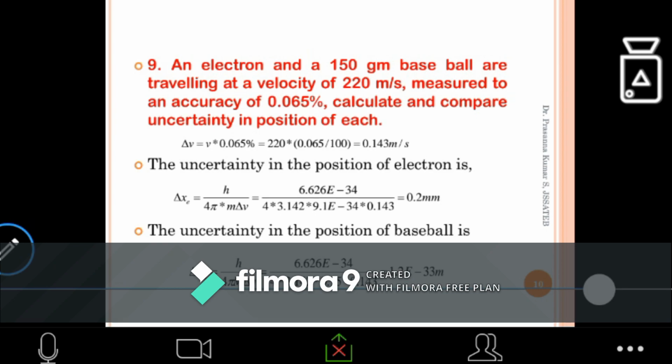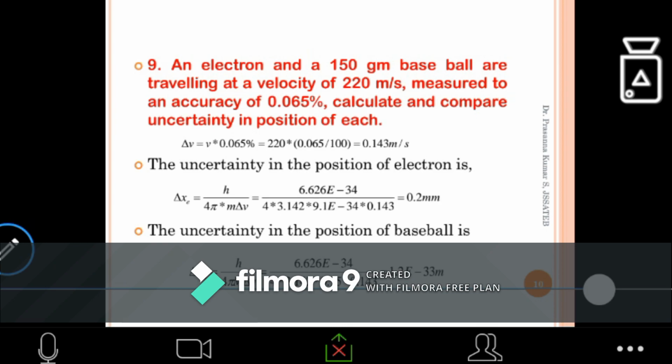In place of the mass of the electron, you substitute 150 gram, that is 0.15 kg. If you do the calculations, you will get delta x, the uncertainty in position of the baseball, equal to 1.2 into 10 to the power minus 33 meter. See, the change of the position is only 1.2 into 10 to the power minus 33. Remember, it is minus 33. So it is very, very small. You cannot observe it at all.